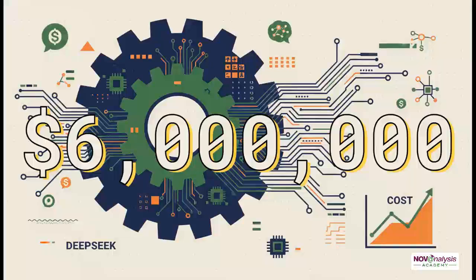And then there's the disruptor, $6 million. That staggering number represents the reported training cost of DeepSeek's R1 model. Now, to put that into perspective for you, US tech giants like OpenAI and Google spend hundreds of millions of dollars to train their frontier models. DeepSeek matched their performance at an absolute fraction of the cost. And that has completely repriced the industry's assumption of what AI development actually costs, rapidly accelerating global competition.